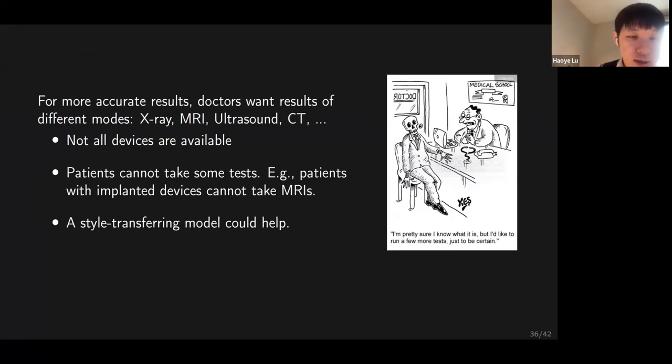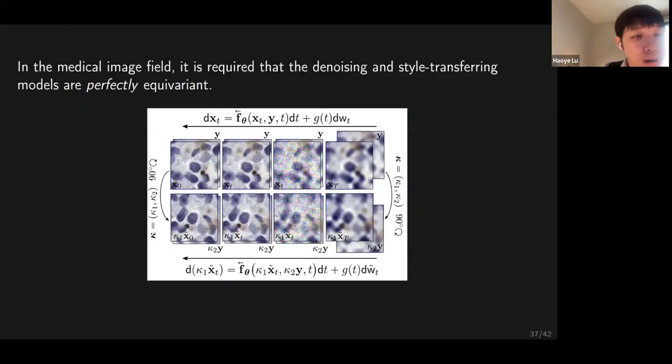And another motivation would be that, in the medical field, doctors want more accurate results by obtaining different modes of pictures, like X-ray, MRI, ultrasound, or CT. But sometimes, not all devices are available in a hospital, and sometimes patients cannot take some tests. For example, patients with implanted devices cannot take MRIs. In this case, a cross-modality transferring model could help. And in the medical image field, it's always required that the denoising and transferring models are perfectly equivariant.